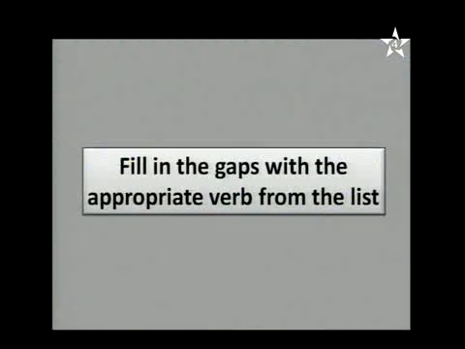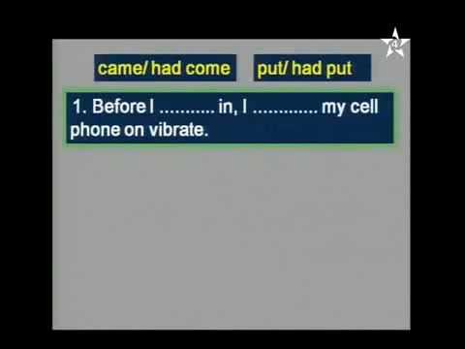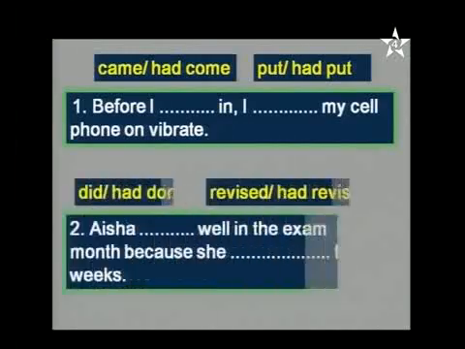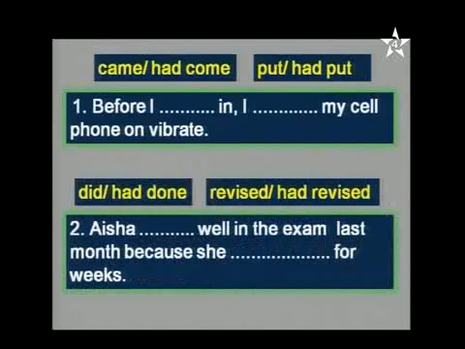For the first exercise, I'd like you to fill in the gaps with the appropriate verb from the list. Here is the first one. Before I came or I had come in, I put or I had put my cell phone on vibrate. Number 2. Aisha did or had done well in the exam last month because she revised or had revised for weeks.